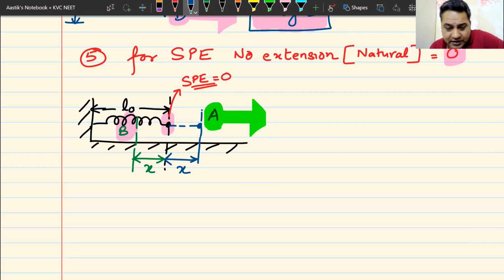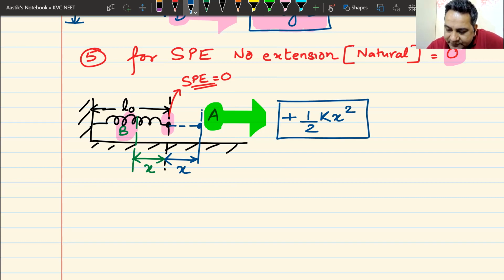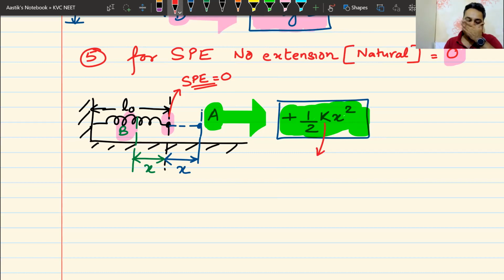The answer for A, where the spring is extended, is half kx squared with a positive sign. Positive sign is very important. Now you must know the value of what is half. Half is your number. K. Anyone can tell me what is K? What is K?